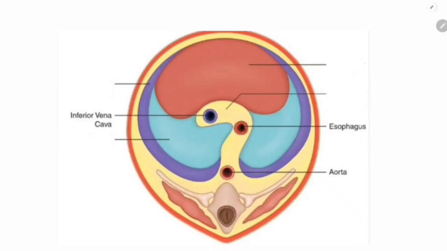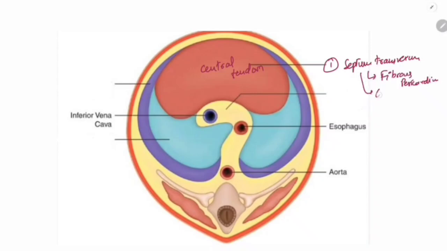So regarding development of diaphragm, 4 main origin இருக்கு. ஒன்னொன்னா பார்ப்போம். First one என்ன? It is the septum transversum. Septum transversum என்ன ஃபார்ம் பண்ணும்னா it forms the central tendon. Central tendon of diaphragm develops from septum transversum. இது மட்டும் இல்லாம septum transversum will also give rise to fibrous pericardium of heart. And also it gives rise to connective tissue of liver.